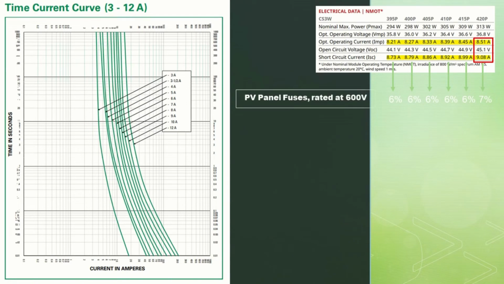This graph shows the current time curves for a range of PV panel protection fuses. The fuse ratings are shown in the rectangle on the graph, starting at 3 amps, 3.5 amps, and ending with 12 amps. The fuses are rated at a maximum operating voltage of 600 volts.